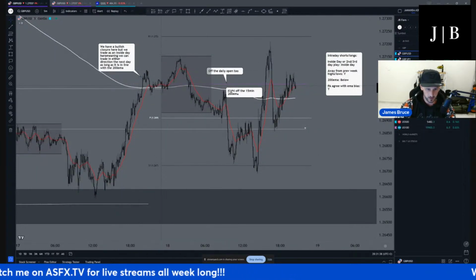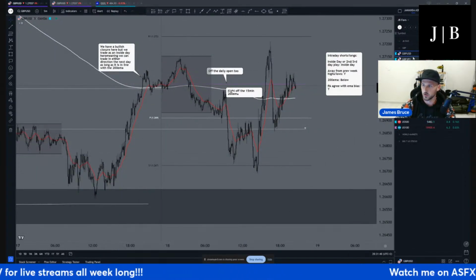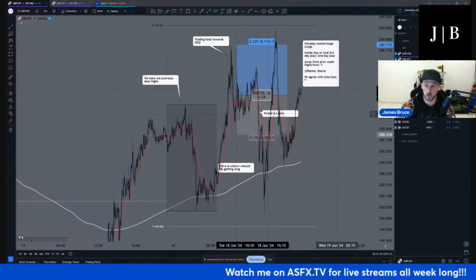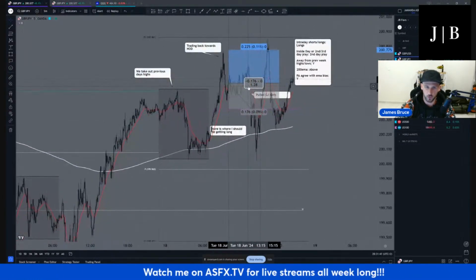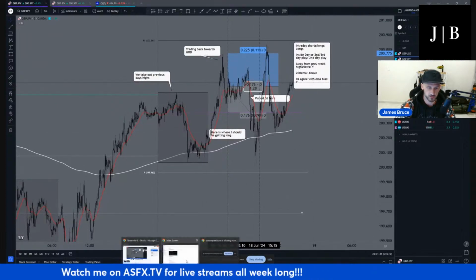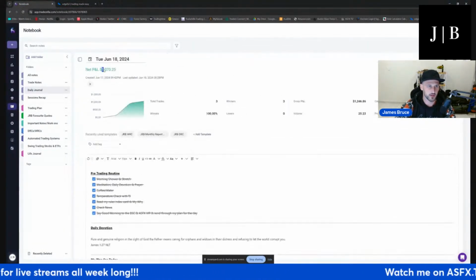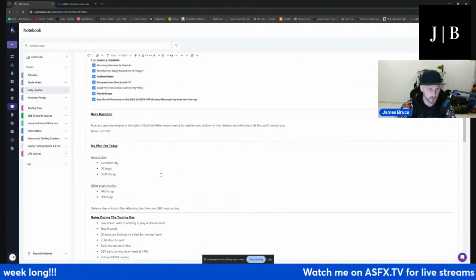I did have some long positions on GJ today, so I made some money buying GJ, but also took a loss on GJ before taking my winning position. So let's speak about my trades. As you can see, up on the day, $1,000, right?